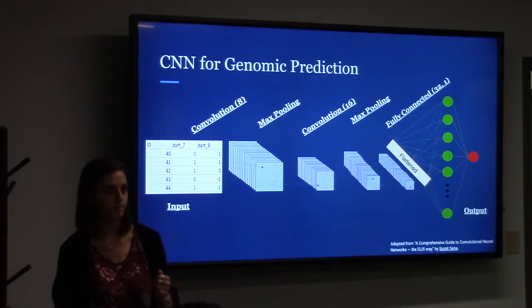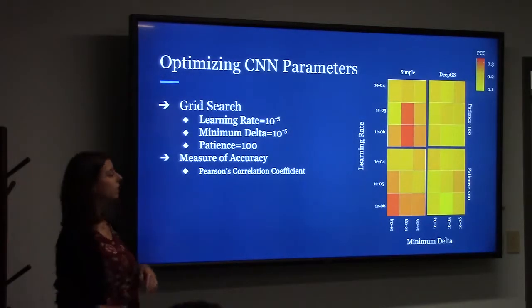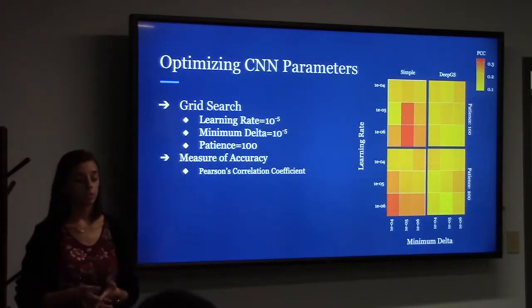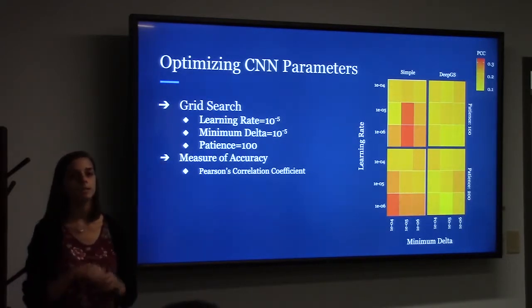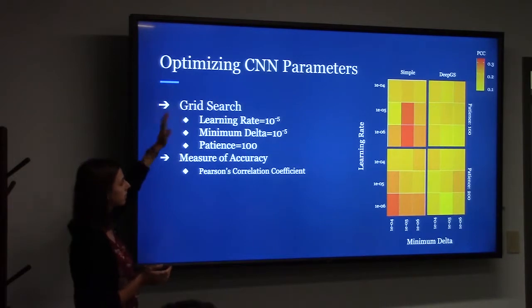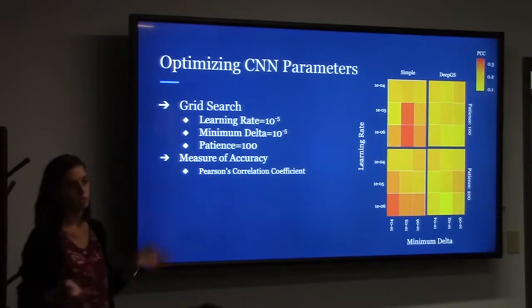Everyone still with me? Okay. So once we built this model, we then did a grid search. A grid search takes some parameters, so let's say I had 4 values for learning rate, 4 for minimum delta, and 4 for patience, for example.